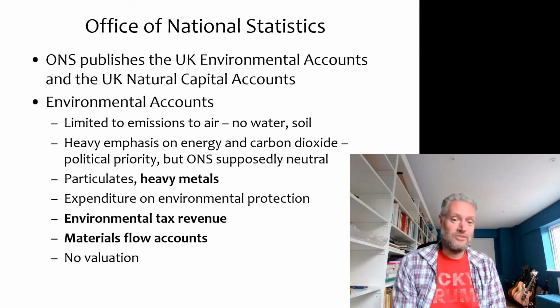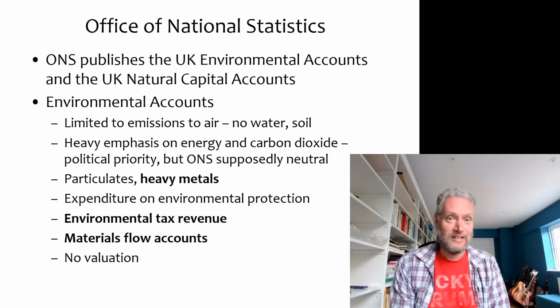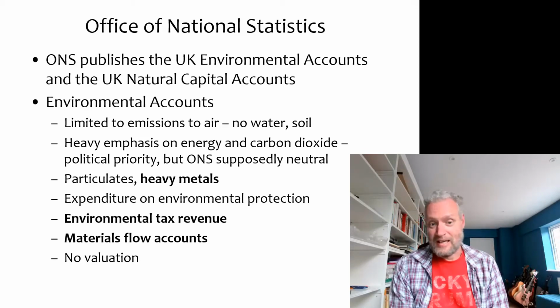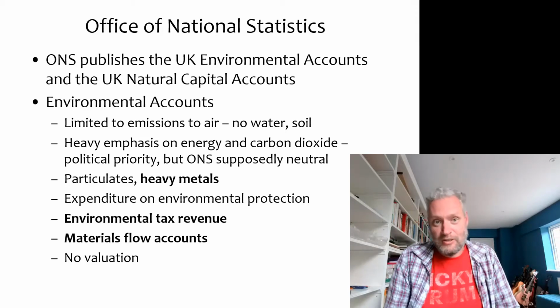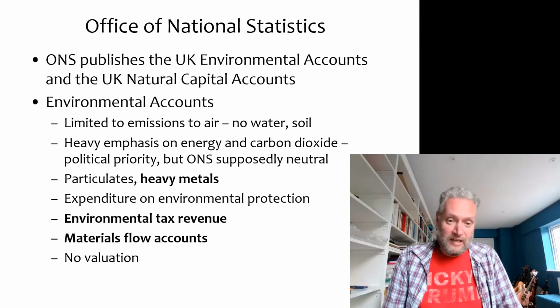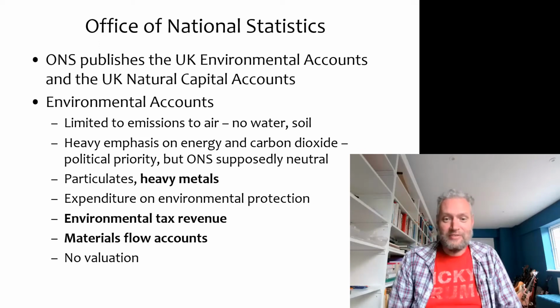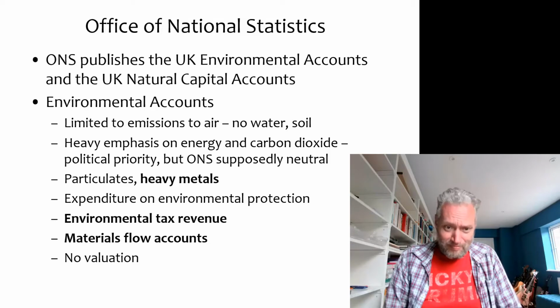The environmental accounts of the UK are dominated by energy and carbon dioxide. Partly this is because a lot of data is available, but also that data is available because energy, and particularly carbon dioxide, have been a political priority. Of course, the ONS is supposedly neutral in all this. They should just collect all data, but they've taken a pragmatic approach that there is a lot of data available on these issues, so that is what we're reporting.